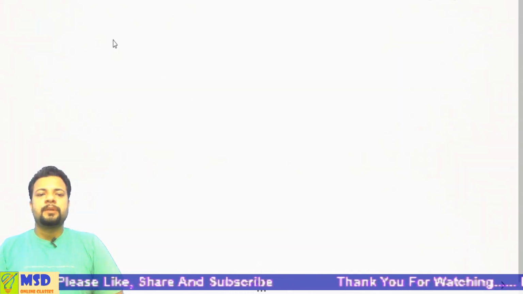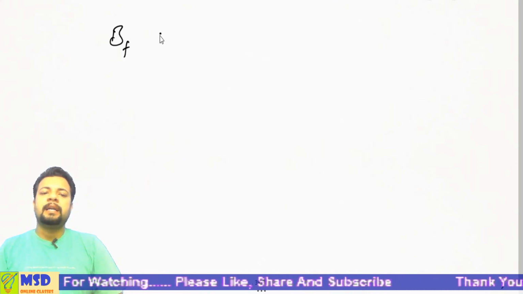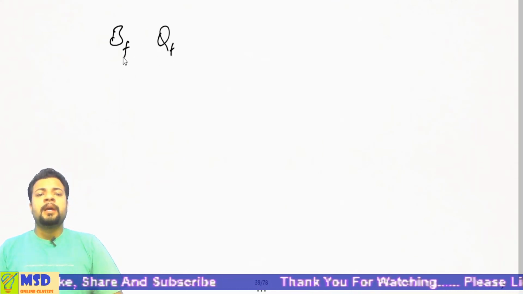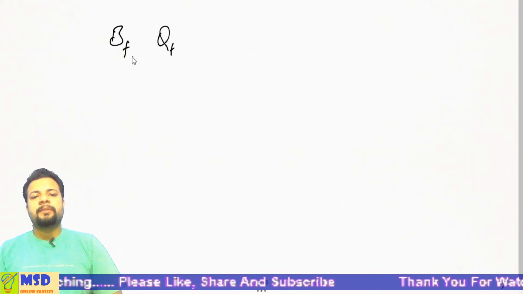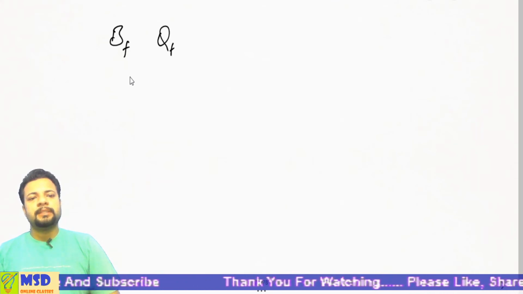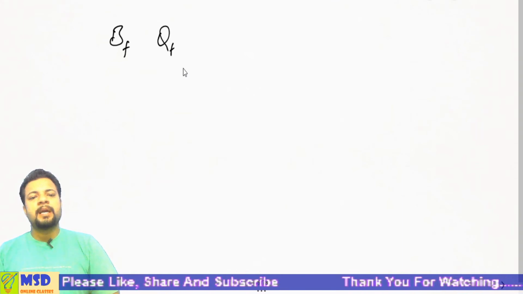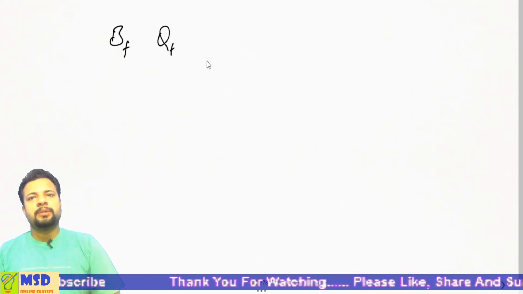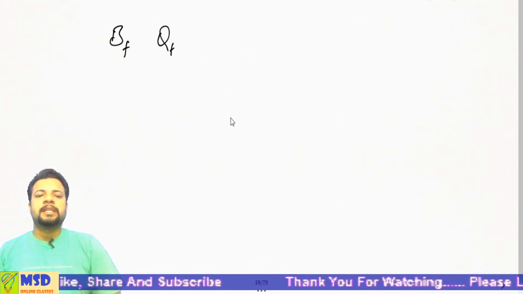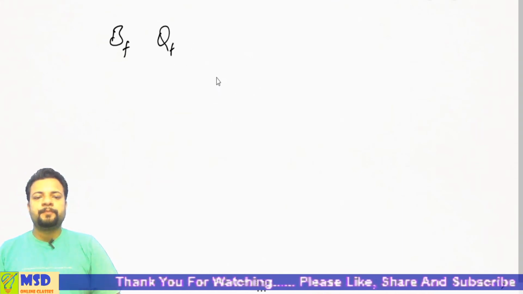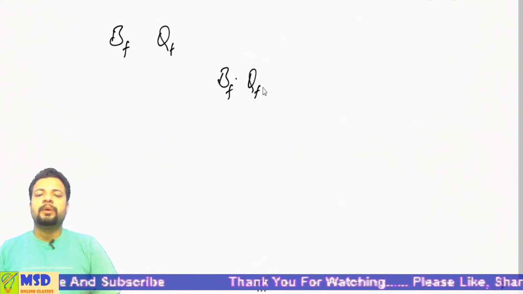Remember this relation? Now let us take the product of these two matrices, BF and QF. What is the order of this BF matrix? The order of BF is the number of links cross branches, that is B minus n plus 1 cross B, and the order of QF is n minus 1 cross B. Now to multiply these two matrices, I have to take the transpose of QF first. So let us take the product of BF and QF transpose.